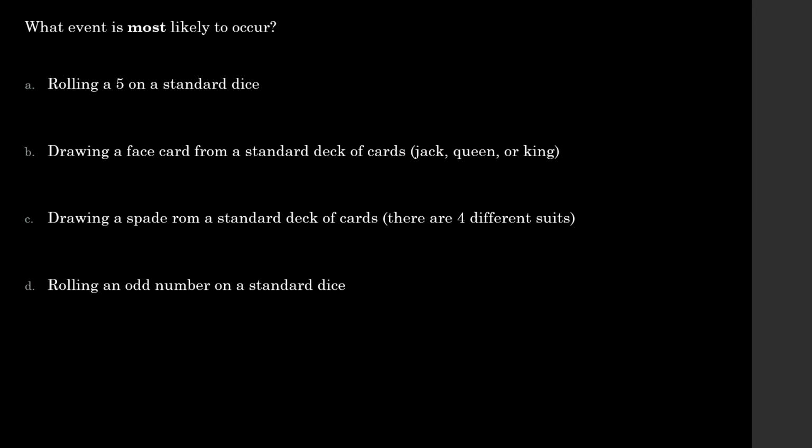Which event is most likely to occur? Alright, so we're going to figure out the probability of all these to see which one has the highest. Rolling a 5 on a standard dice. Well, I have 6 total outcomes, because there's 6 sides to a dice, and only one of those numbers is a 5, so I have a 1 out of 6 chance. Drawing a face card from a standard deck of cards. Remember, a standard deck of cards has 52 cards in it, and if it's a face card, that's Jack, Queen, or King, so that's 3. And remember, there are 4 suits, so I'm going to take 3 times 4, which is going to give me 12.